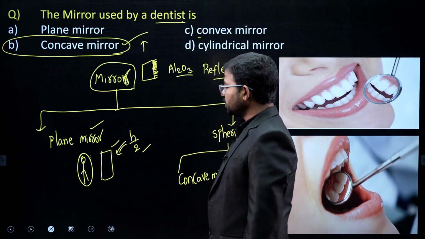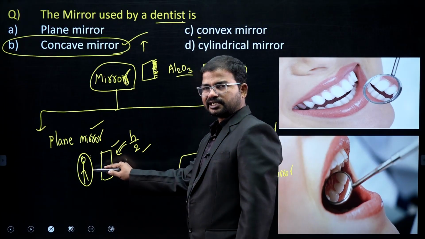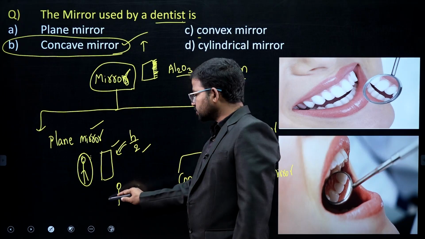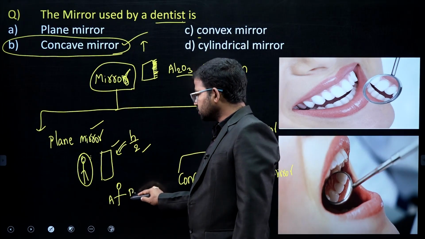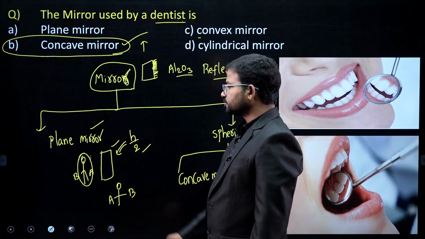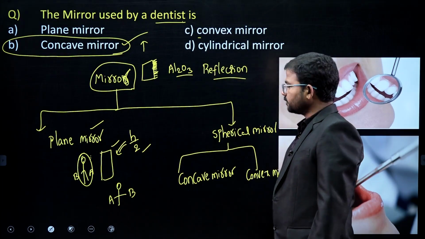Next, in a plane mirror, left is converted into right, and right converts to left. That kind of inversion takes place. So this is A and this is B, and here it is B and here it is A. So inversion takes place by using a plane mirror. That is one of the defects of a plane mirror.